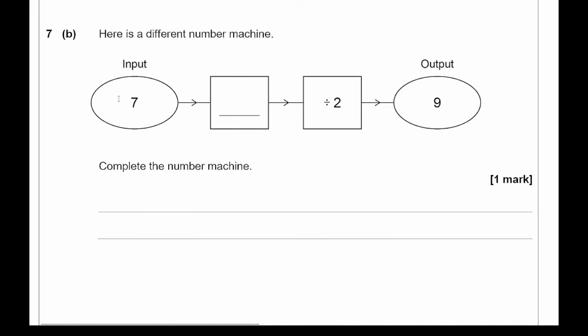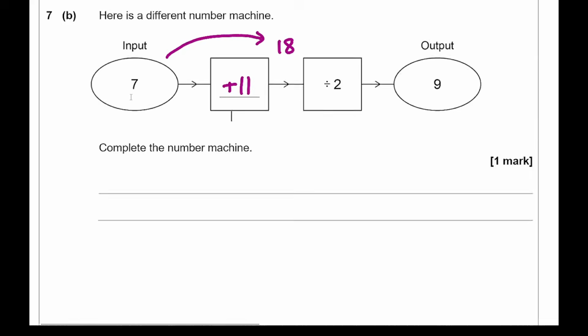Moving on to question 7b, it says here is a different number machine, complete the number machine. So we need to find out what this missing number here is. Now if we work backwards, we're starting with 9. Now if we do the opposite of dividing by 2, which is 18, so what I'm needing to do is to get from 7 to 18 using one operator. So for this, the only way of getting from 7 to 18 is going to be to add 11.